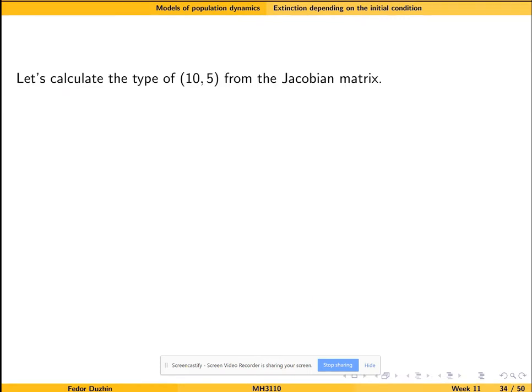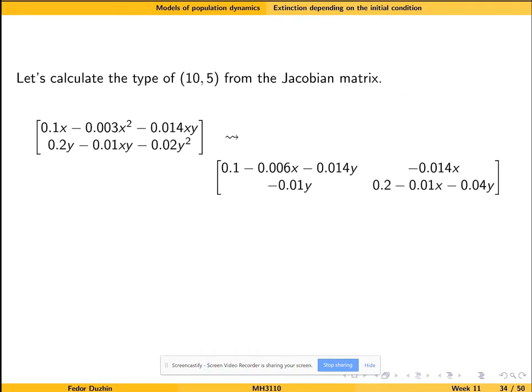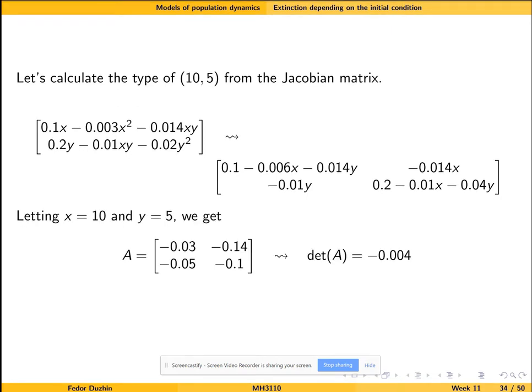So let us see if we can confirm this analytically, right? So let us calculate the type from the Jacobian matrix. So again, what we do is we find the Jacobian matrix, meaning that we differentiate the first and the second right-hand sides of the system of differential equations with respect to x and y. And then at the critical point, we compute the specific Jacobian matrix, and then notice that its determinant is negative. So if the determinant is negative, then it is indeed a saddle point, right?